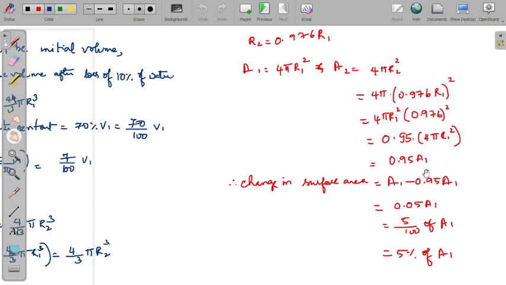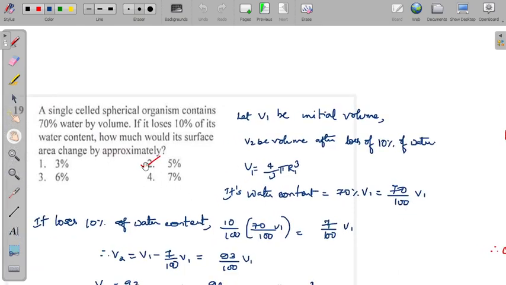Then do all these simplifications. This comes out to be 0.95 A1. So A2 is this one, A1 is given here. So change in the surface area is equal to A1 minus 0.95 of A1, 0.05 of A1. That is 5 by 100 of A1. That is 5% of A1. So change in the surface area will be 5% of A1. Hence the option will be the second option.